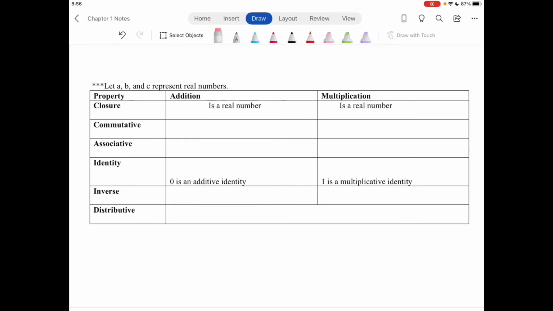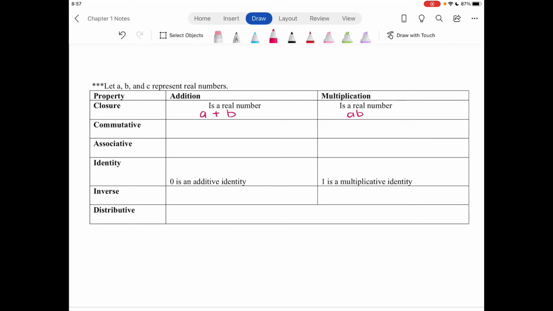Lastly, we have our properties of real numbers. The first one is the closure property, in which it says if we have any two real numbers, and we're going to represent those with the variables a plus b, then the answer is also a real number. If we use the same property but for multiplication, it says if we take any two real numbers and multiply them, then the answer is also a real number.